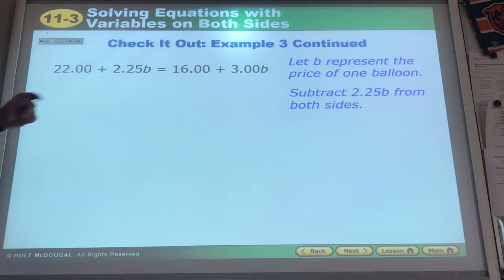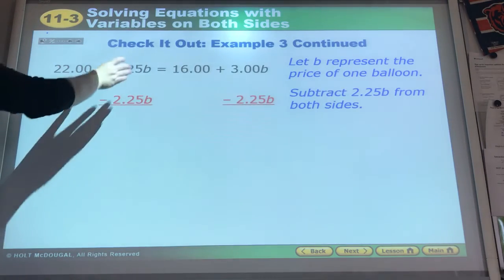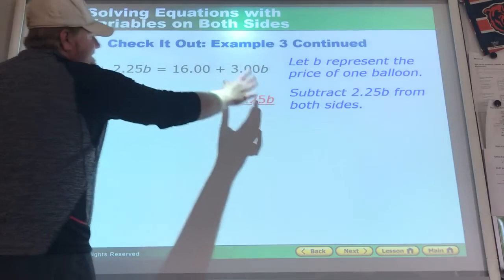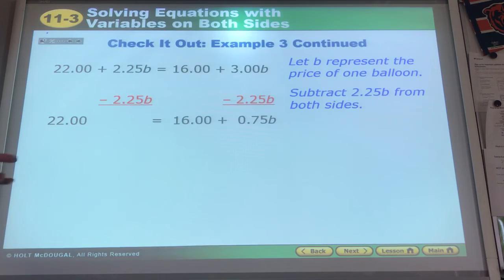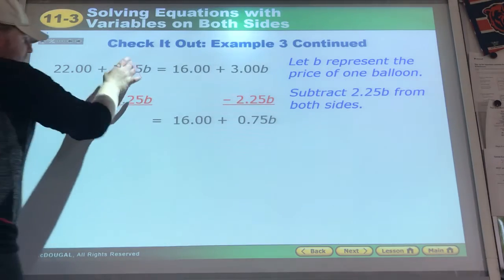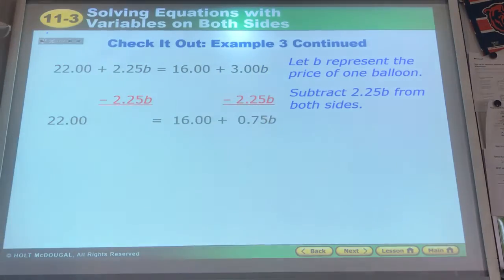So we're going to subtract 225. They choose to move this one because it keeps it positive. They move the one that is less. You don't have to, but I like to do it because then you're not dealing with negatives as much. So we do that. We've combined our variable numbers.